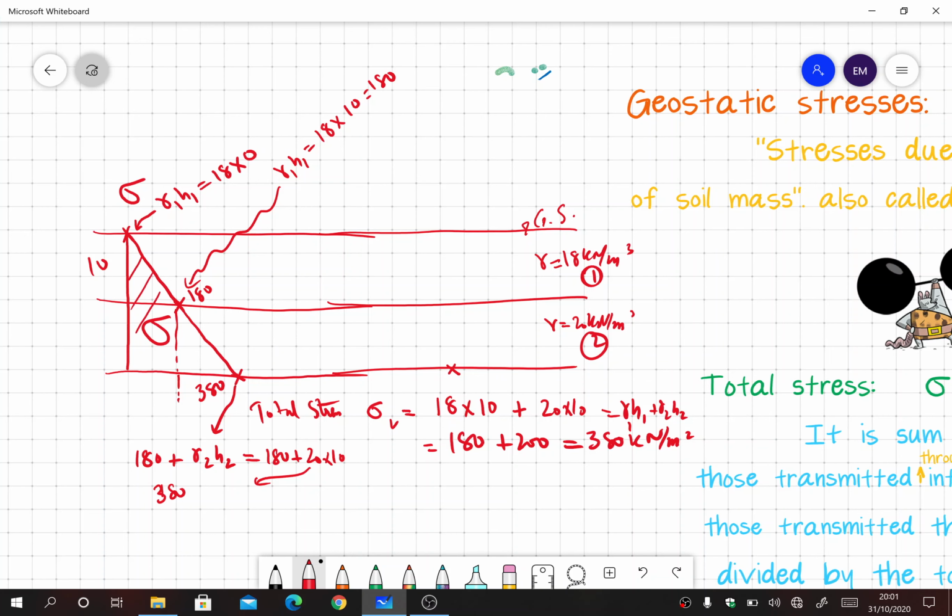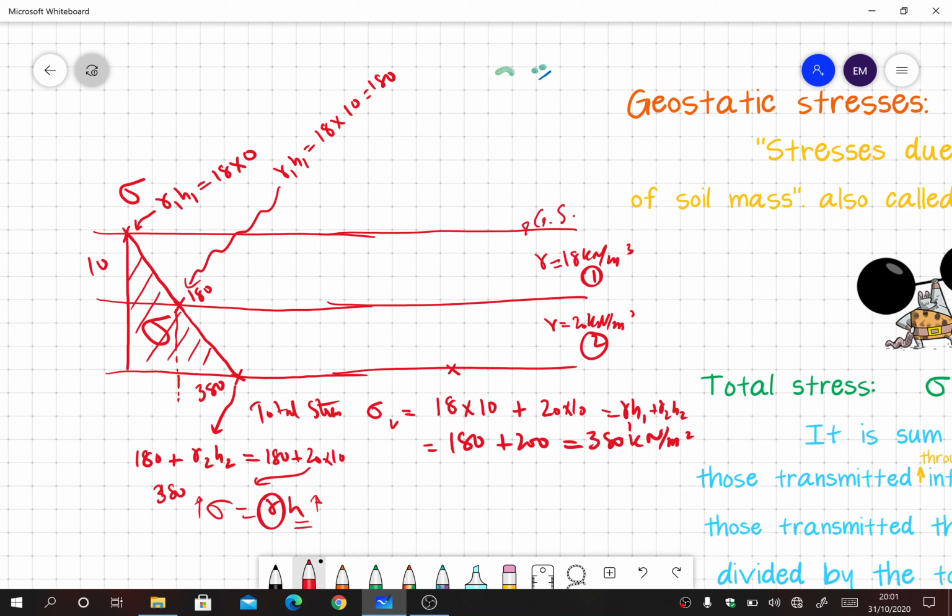This is how the stress will be distributed through the soil mass. You know that it's a straight line. Why is it a straight line? Because we see that in the equation, total stress is equal to gamma into h. Gamma remains constant for a layer, it remains the same throughout the layer. The only variation is h. So as the value of h increases, so does the value of stress. So it's a directly proportional relationship.